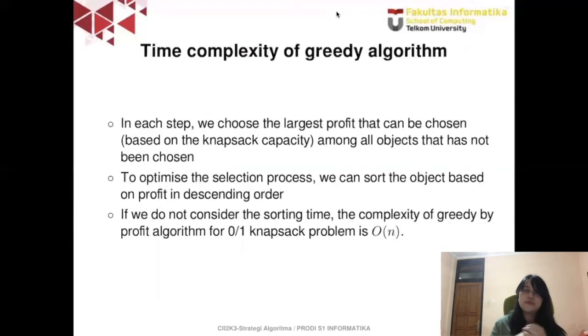The time complexity of the greedy algorithm we just showed: in each step, we always choose the largest profit that can be chosen among all objects that have not been chosen. To optimize the selection process, we can sort the objects based on profit in descending order. If we do not consider the sorting time, the complexity of the greedy by profit algorithm for this problem is big O n, because you only need to check the feasibility function for all objects we have.